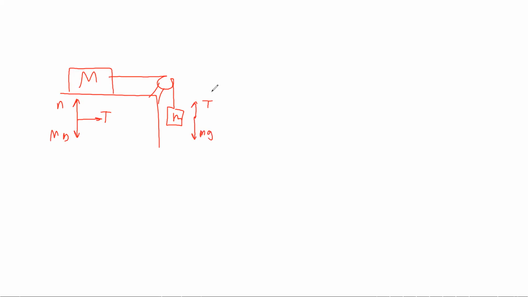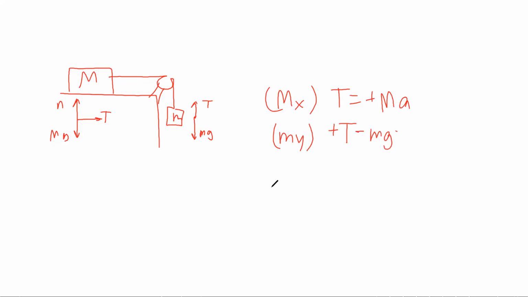But one subtlety about this one is if you sum the forces for mx, it's what you would expect. It's just T equals plus m times a. For little my, it's actually plus T minus little mg, which, if it's a smooth surface, equals minus m times a, because it's accelerating downward. Whereas the block on the table is accelerating upward.